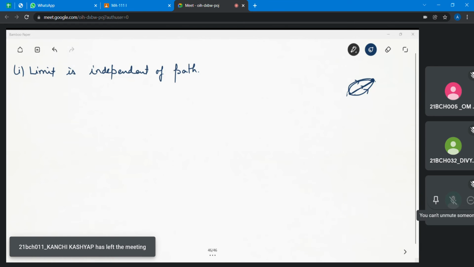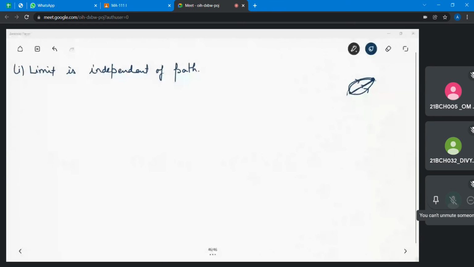Okay, so for example, what I mean over here, let us suppose we have to evaluate this limit. So this is a function of two variables. We have to evaluate the limit of this function at (x, y) tends to (0, 0). (x, y) tends to the origin.